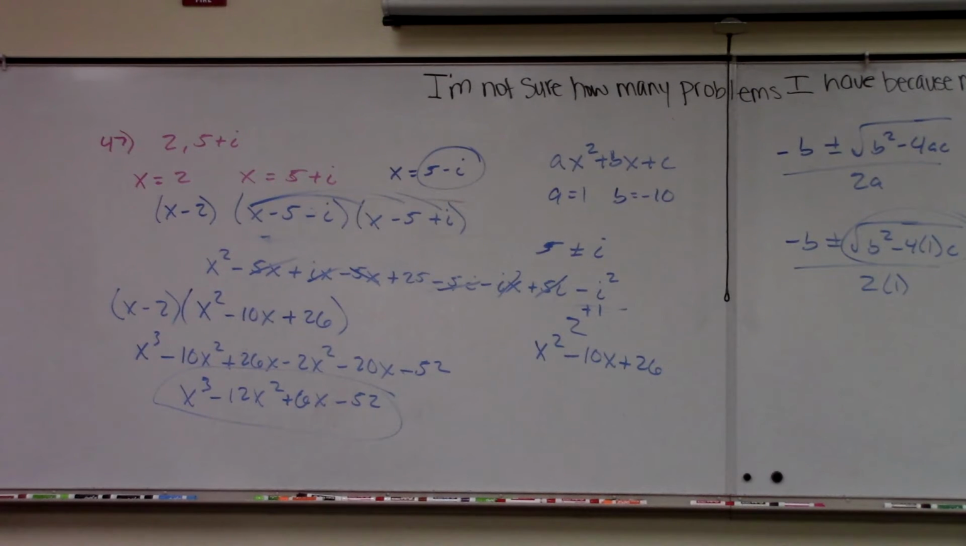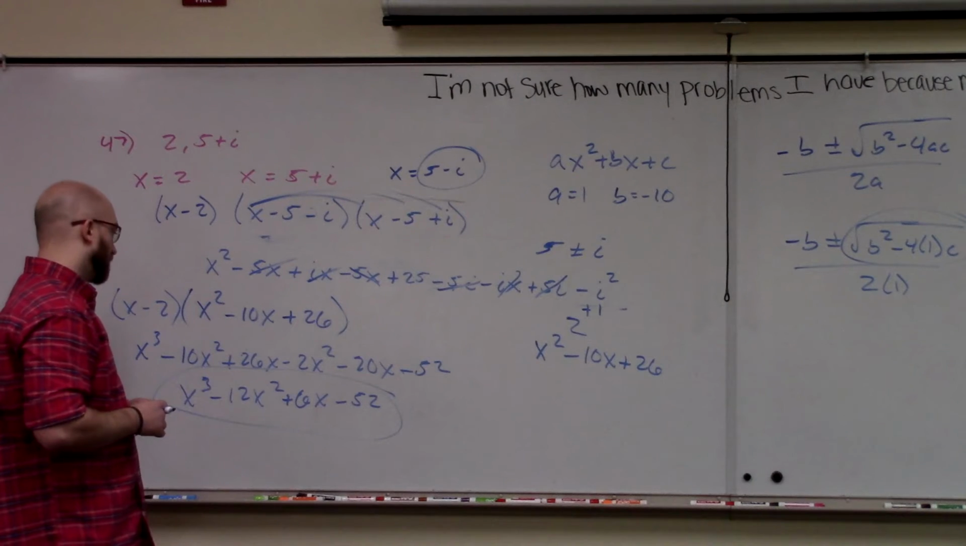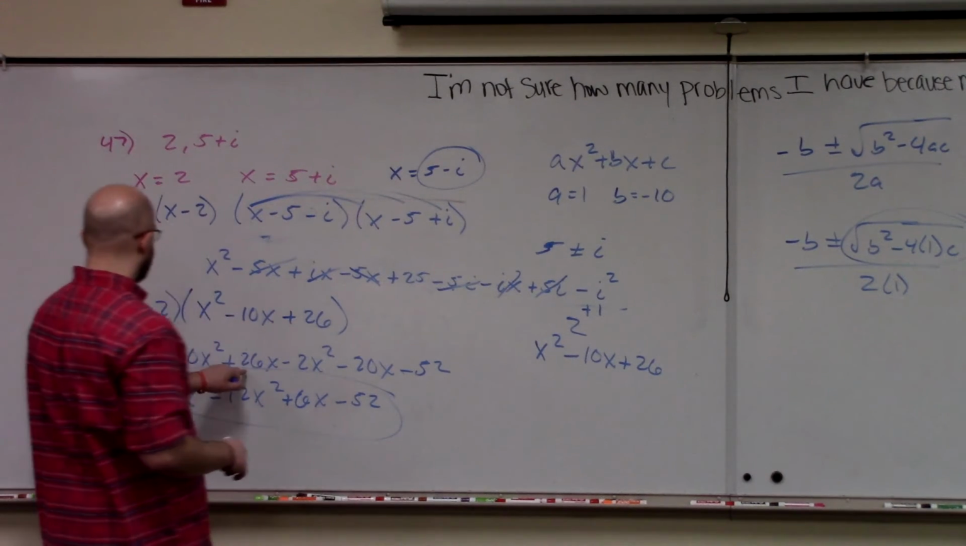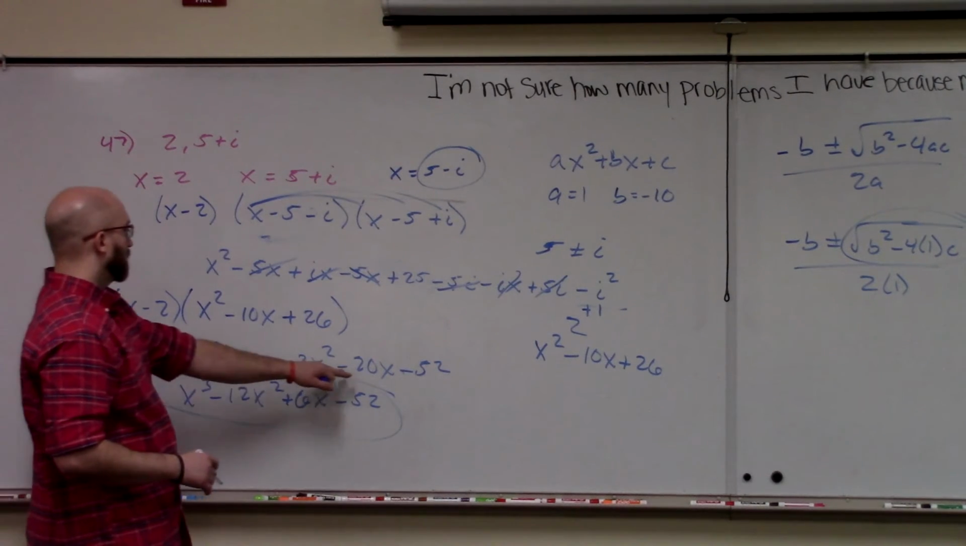Did I mess up here? I thought it was 46x. Is it 46? Yeah, you forgot to add the 26x plus 20x. You put minus 20 in, it's supposed to be plus 20 in. Thank you guys.